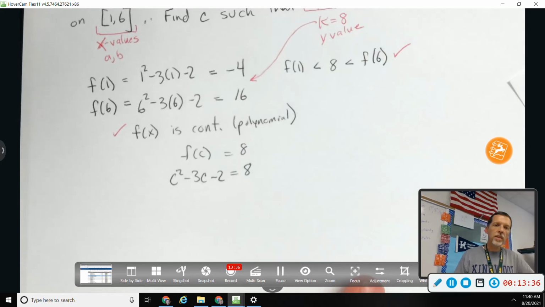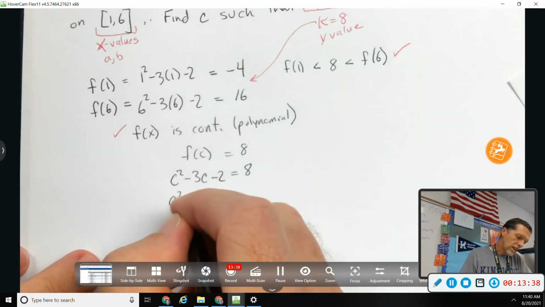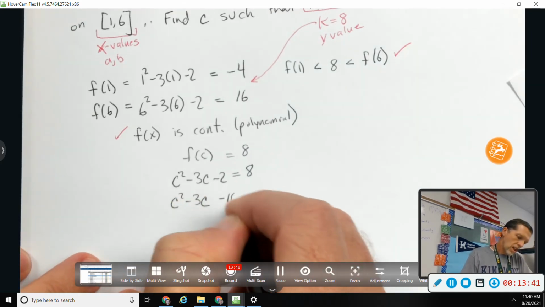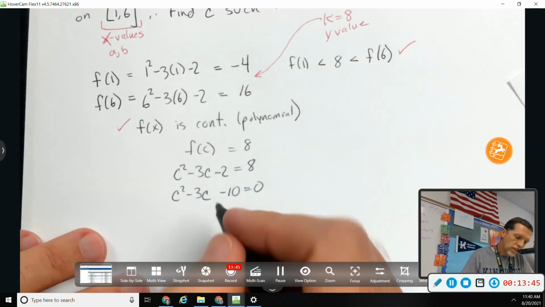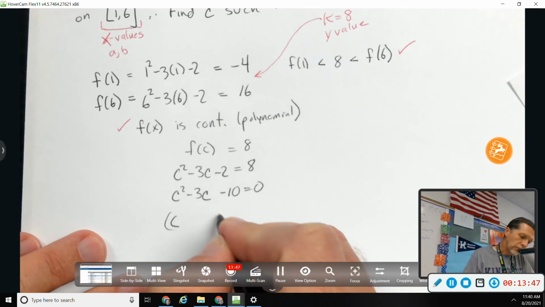Now, let's hope that they gave us one that will factor. I wrote the example. Let's hope Mr. Wolf gave you one that will factor.